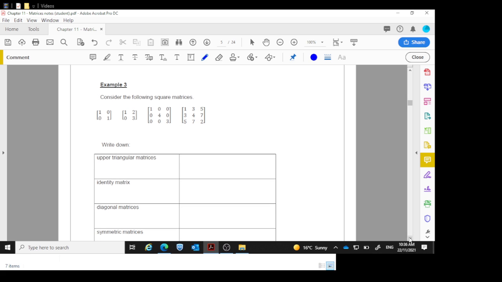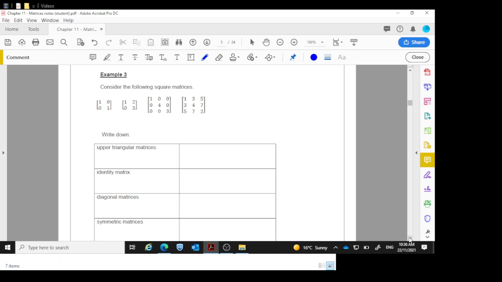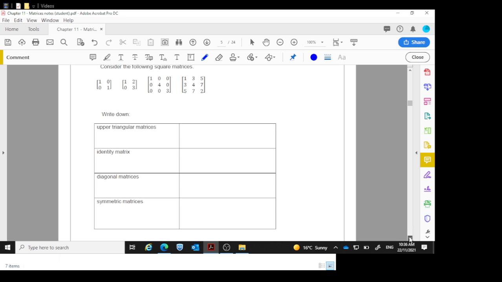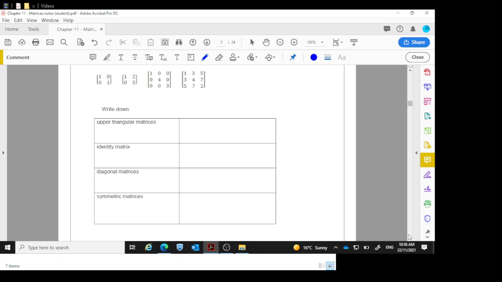Example 3. Consider the following square matrices. Write down which ones are upper triangular matrices. So if we look at it, upper triangular matrices, we're going to go for this one here. I'll have to write the matrices, 1, 2, 0, 3, because they're not labelled. That's a 3. The identity matrix.